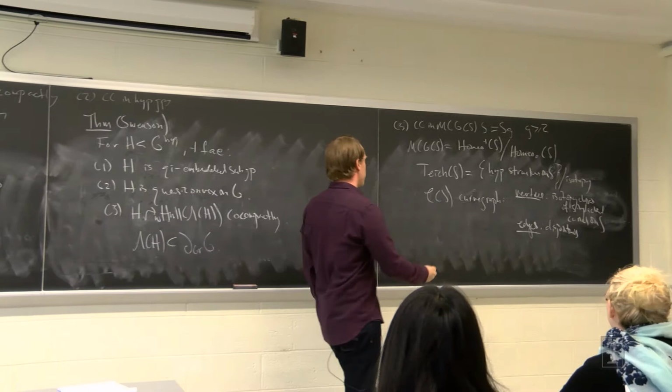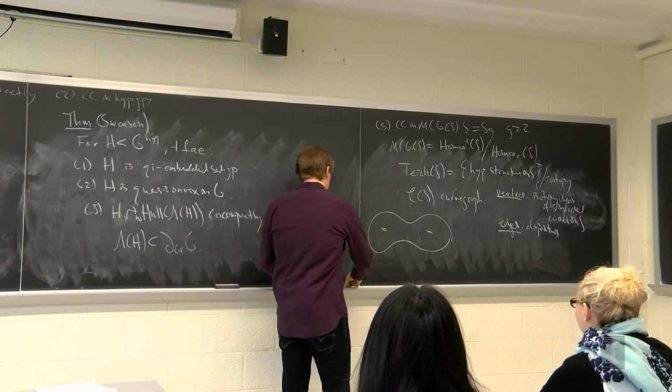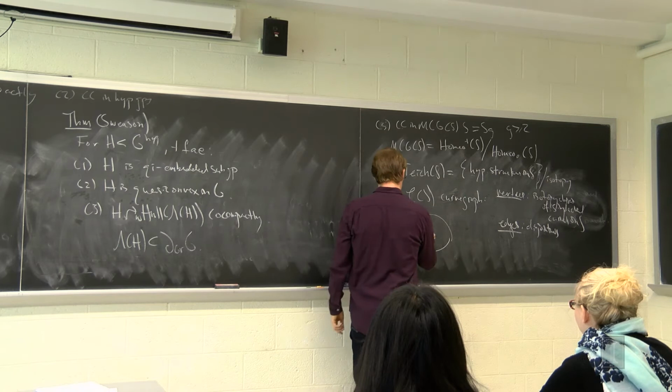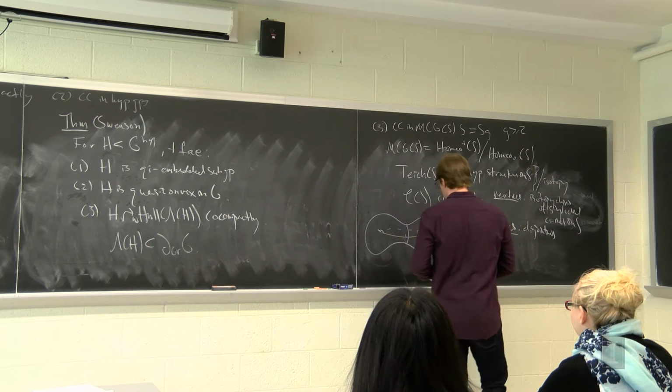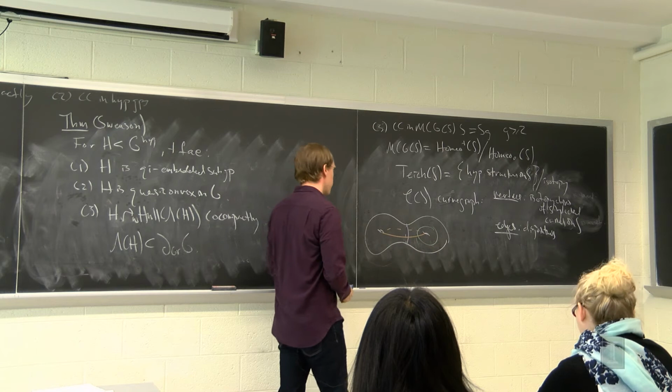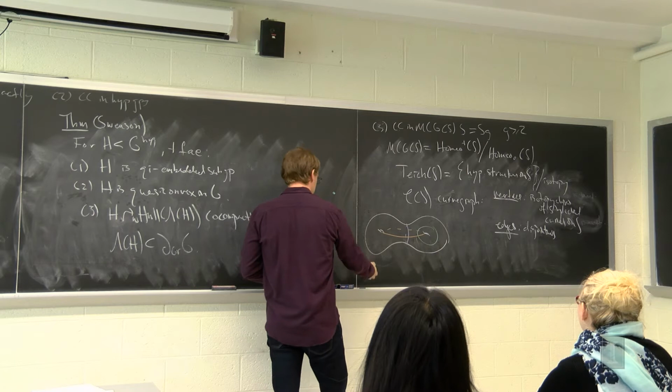So I'll draw it here. Here's not the only surface I know how to draw, but you know. Here's a curve. Here's a curve. Here's a curve. And there are lots of curves. That should be enough curves. So what does this look like? This is just a very small piece of the curve graph. Let me just draw a small piece of the curve graph. I have a blue guy, an orange guy, a green guy, and a purple guy.